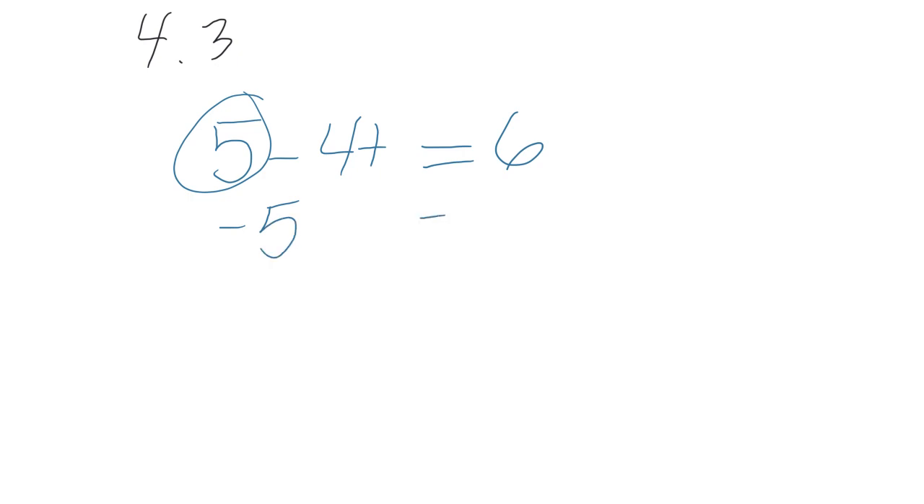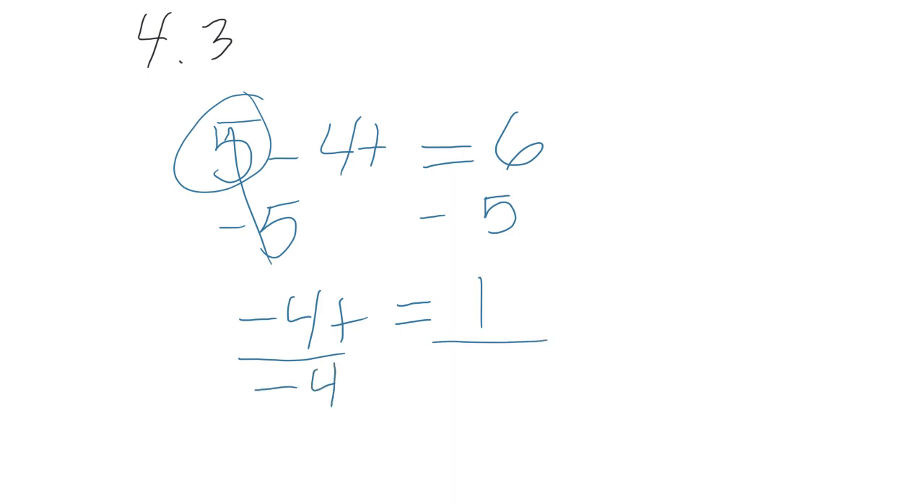All right, we can do another one. Let's say we have 5 minus 4t equals 6. Remember, before we can touch the thing attached to the variable, we want to get rid of the 5, so it's a positive 5. Subtract 5 from both sides. We're left with negative 4t equals 1. Divide both sides by negative 4.